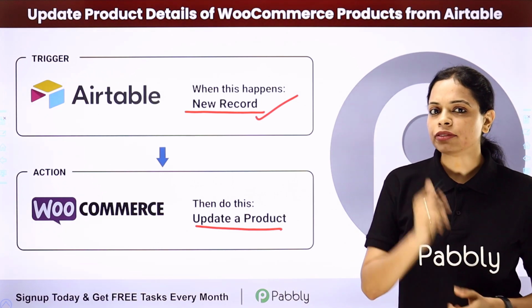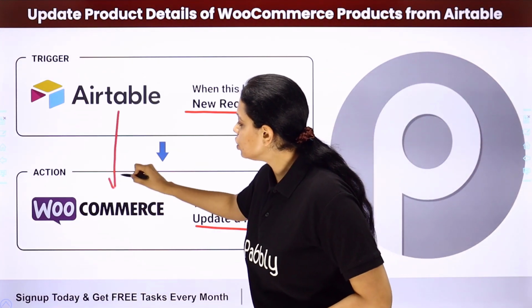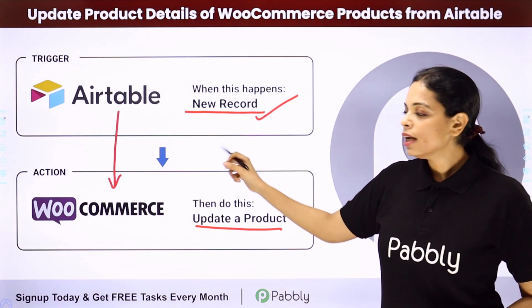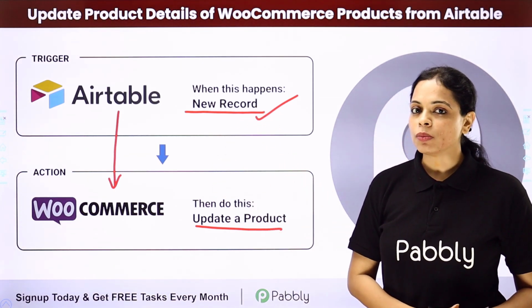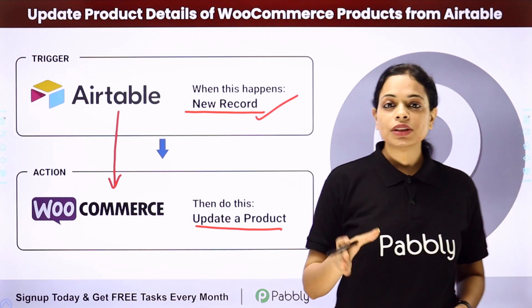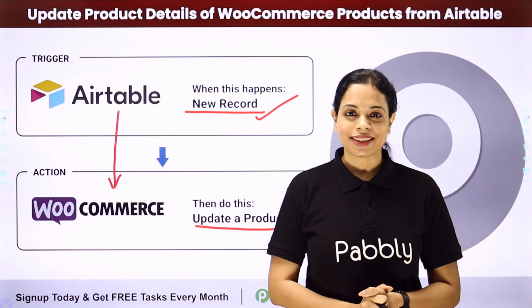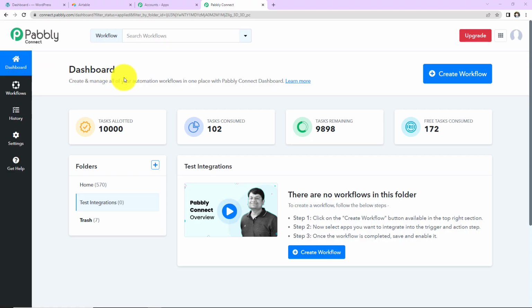Now, how can that happen? For this, we will have to integrate these applications using Pabbly Connect. So here our trigger application will be Airtable and our action application will be WooCommerce. Now, to understand how you can integrate and automate this entire process yourself, let me take you to my screen. This here is the dashboard of Pabbly Connect software.